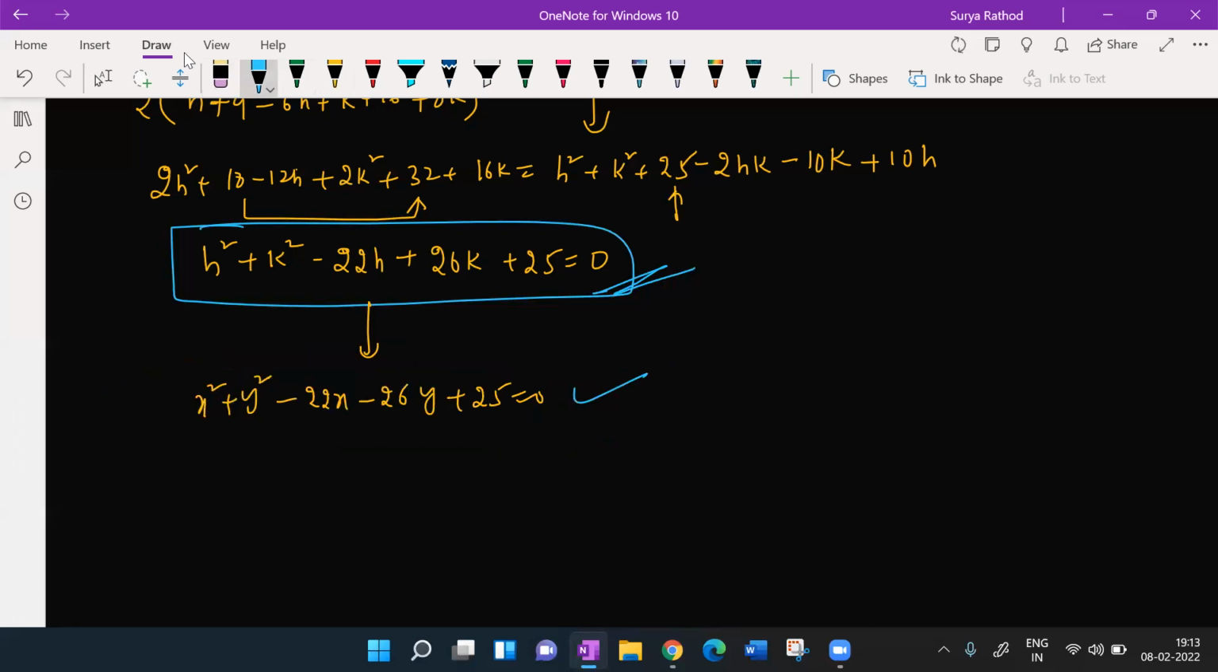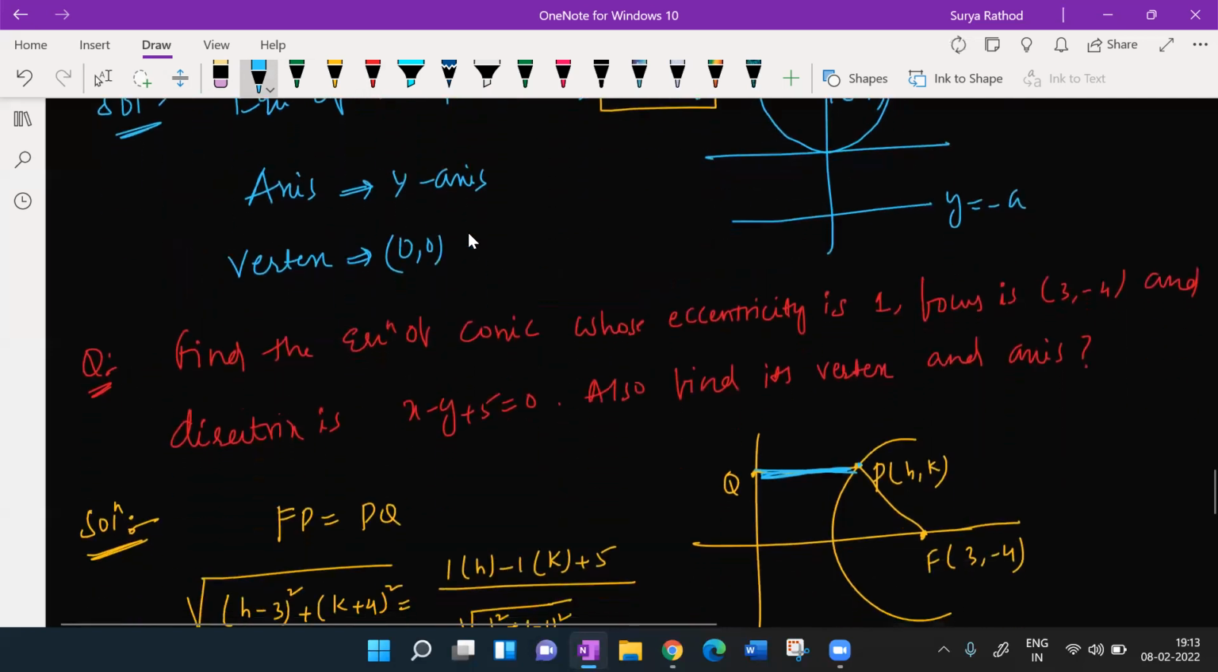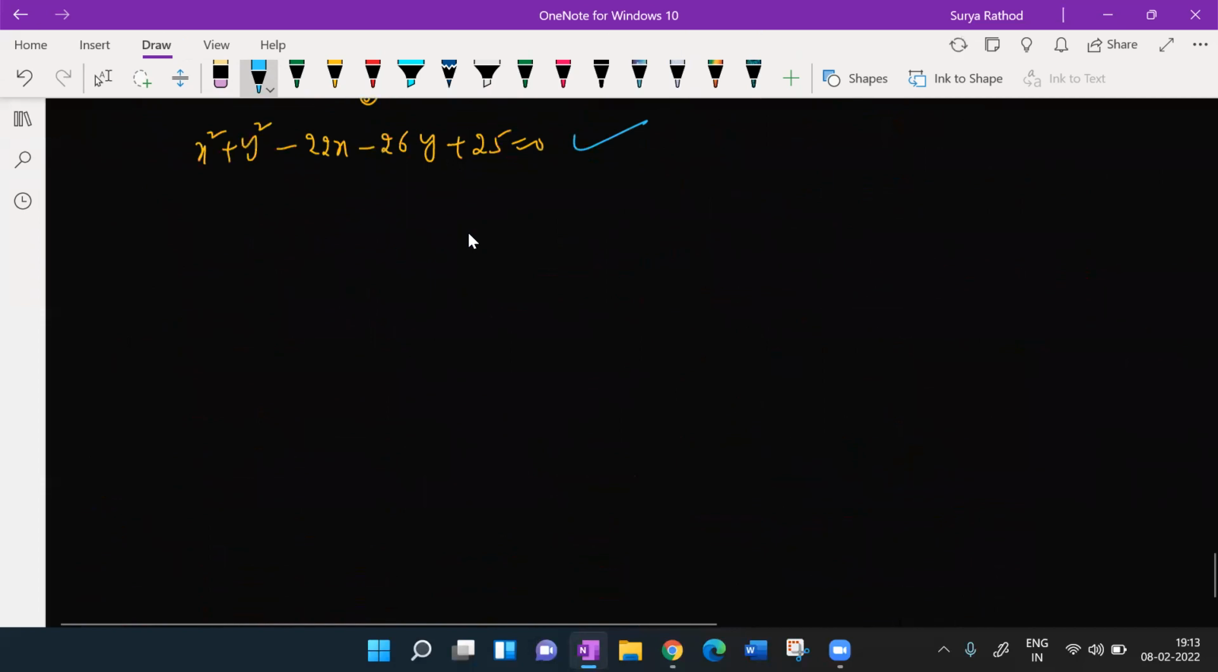Okay, this is my conic equation. So he's asking us to find also the vertex and axis. What would be the vertex? Guys, what is vertex? At first, let us find out the axis. What is the axis? Tell me.